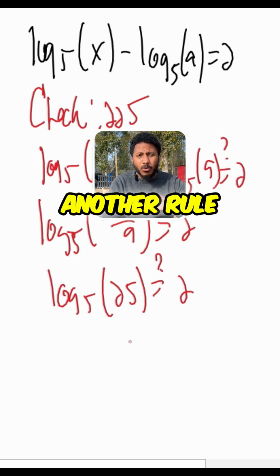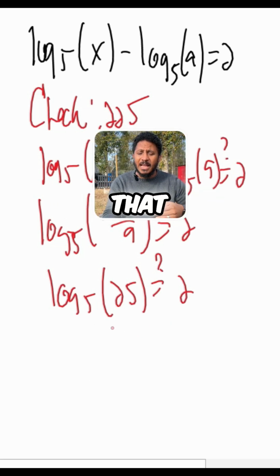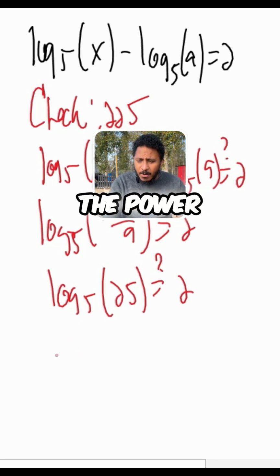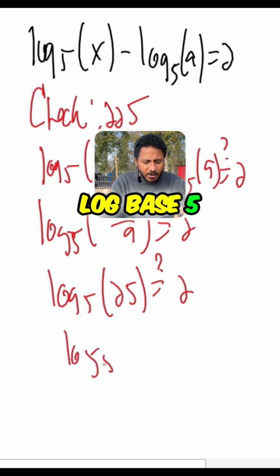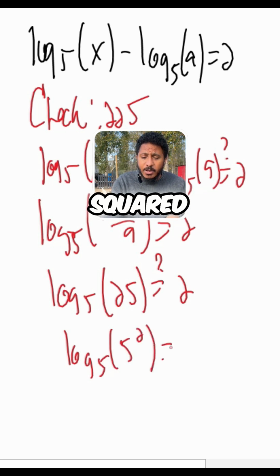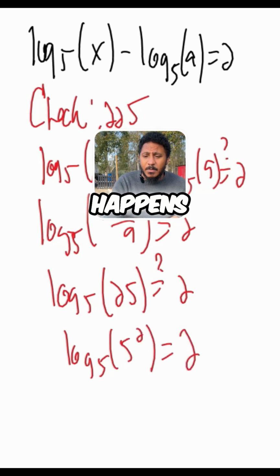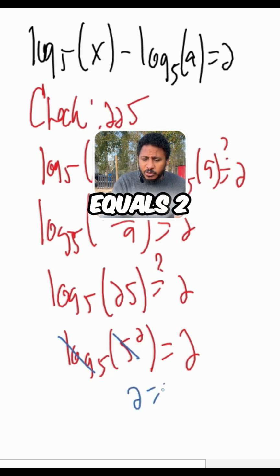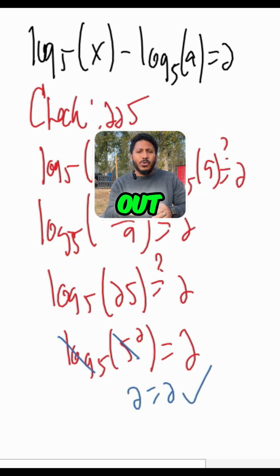Well, another rule we have for logs is that if I have log base x of x to a power, that just equals the power. So here we have log base 5 of 25, and we can write 25 as 5 squared. And so what happens is that just cancels. We're left with just the power. So we end up with 2 equals 2, which is a true statement. It checks out. It works out.